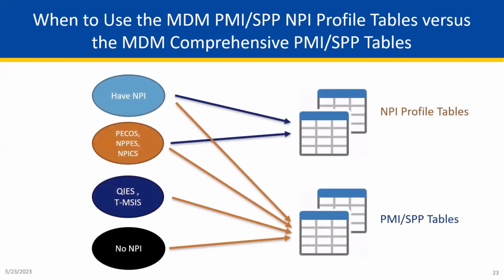Now, when to use the NPI profile tables versus the PMI SPP tables? These are high level representations. If you have an NPI, or you're looking for data from PECOS, NPS, or NPEX, then the NPI profile tables are the best, and they are very user friendly, with very little code and straightforward. But there are users who don't have access to our NPI profile tables; they can still get the information using the SPP or PMI SPP tables. Or if you don't have an NPI, or you're looking for data for keys, then the PMI SPP tables are the best.